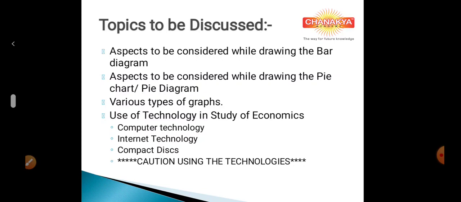We had seen the types of diagrams. Today we are going to see the different types of bar graphs. And apart from these, as you know now, that we are technically advanced, right? So the same technology is nowadays useful in economics, and it is used in economics to make our task easier. We are going to discuss about these various technologies: computer technology, internet technology, and compact disk. And at the end, we are definitely going to see the precaution we must take while using these technologies.